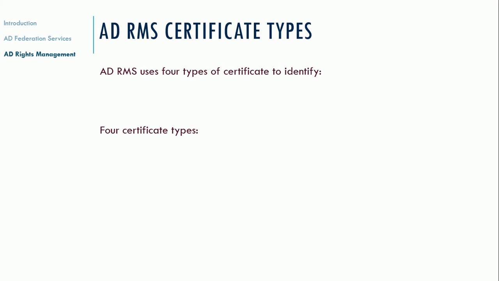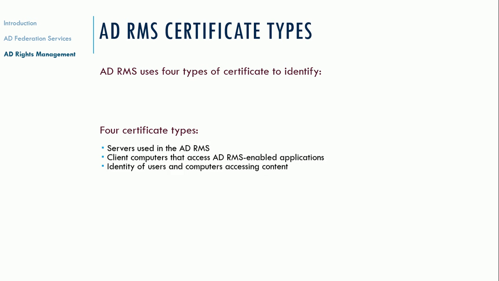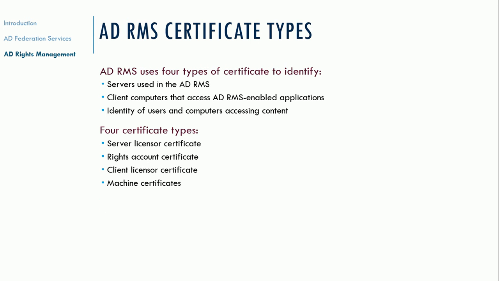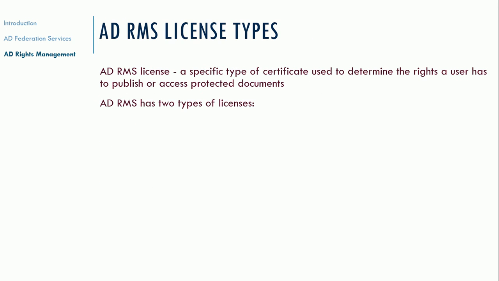AD-RMS uses 4 types of certificates to identify servers used in AD-RMS, client computers, and then users and computers. So there are 4 certificate types: the server licensor certificate, rights account certificate, client licensor certificate, and the machine certificate, which is for the computer.